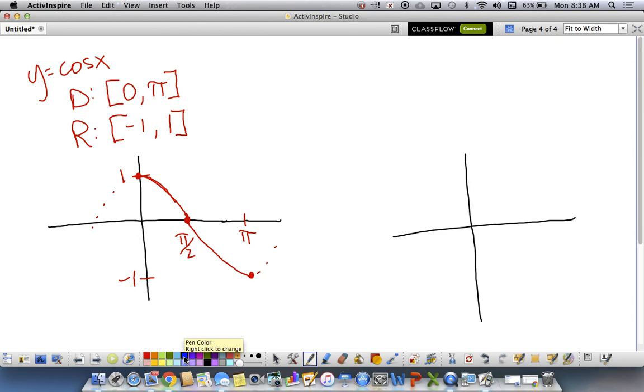Alright, what about the inverse? y equals cosine inverse of x. What is the domain and the range?